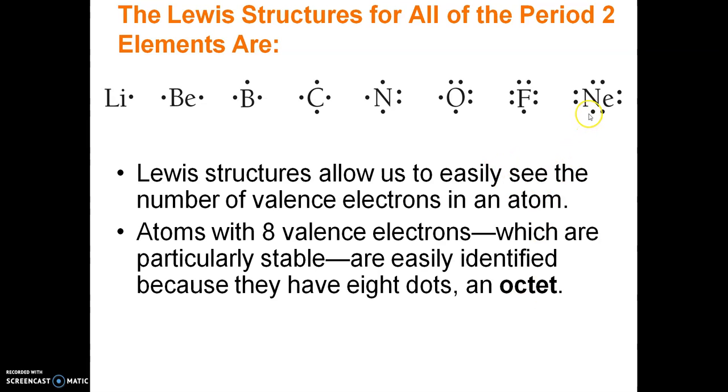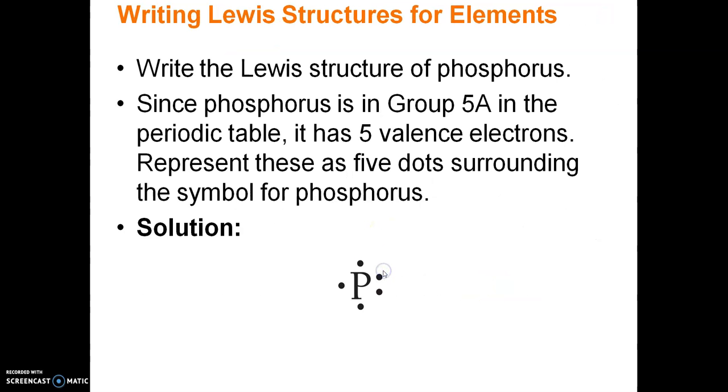Neon has it, so it's stable, it doesn't react. Fluorine just missed it, so it will react with anything in sight to gain 1 electron and get to neon's configuration. Okay, so oxygen missed it by 2, it will react to form a 2 negative charge. Fluorine picked up only 1 electron, had a 1 negative charge. Okay, so that's that. The fact that every atom wants to get 8 electrons in its valence shell is again called the octet rule. Now, the sample problem is, although it's kind of trivial, write the Lewis structure for phosphorus.